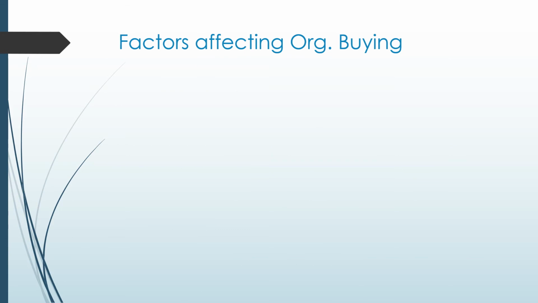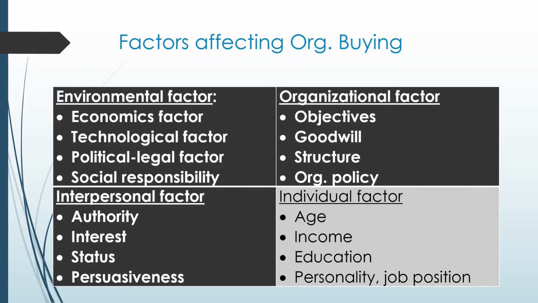Factors affecting organization buying behavior, there are four factors. Environmental factor is concerned with economic factor, technological factor, social factor and political legal factor. Organization factor is concerned with objectives, goodwill, restructure and organization policy. Interpersonal factor is concerned with authority, interest, status and persuasiveness. Individual factor is concerned with age, income, education, personality and job position.